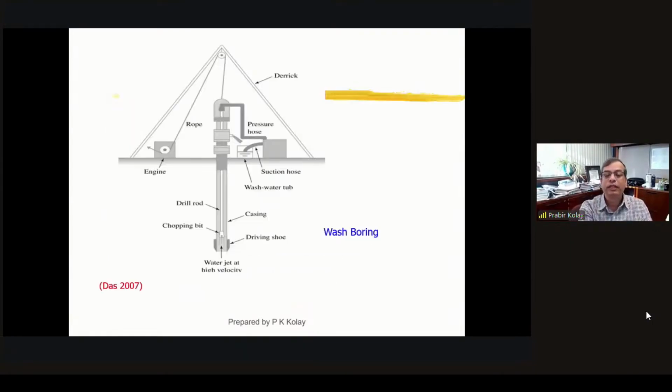So this is again the wash boring. We use a water jet to make a hole into the ground, with a drilling rod and chopping bit, and there is a casing also, and then you can collect the soil sample.